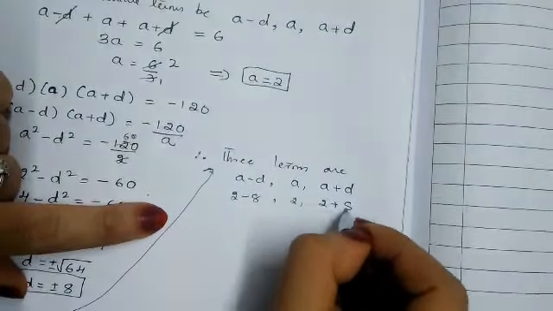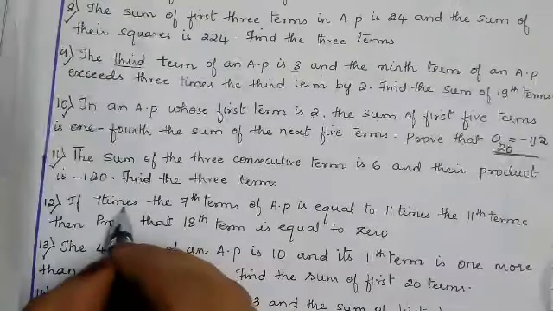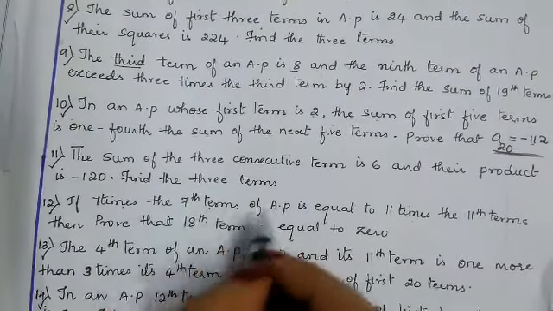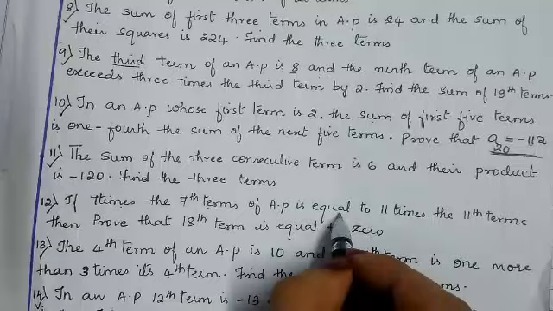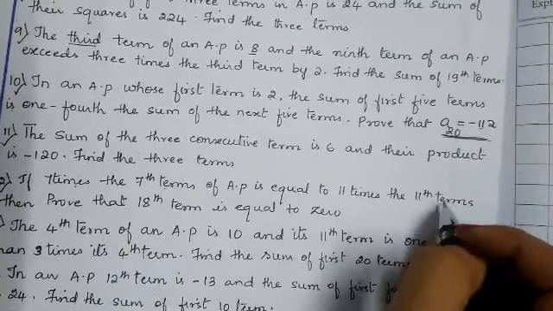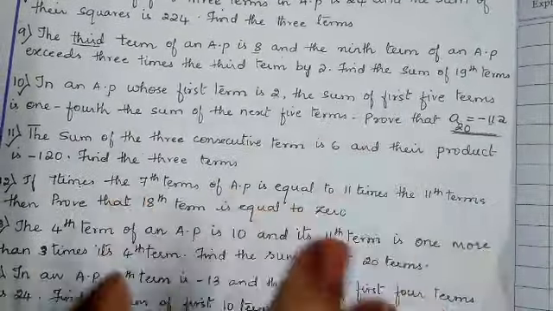Okay, the next question we'll solve, question number 12. Let us see the 12th question. If 7 times the 7th term of an AP is equal to 11 times the 11th term. These are all very important problems, and I have collectively collected them from all previous years' question papers. Very, very, very important questions you will not find in your textbook.